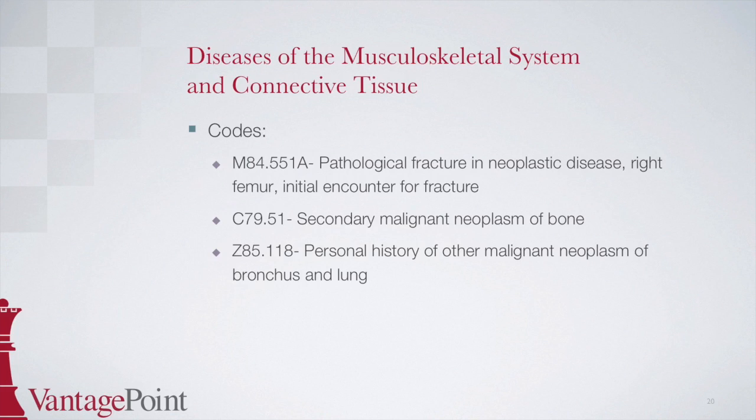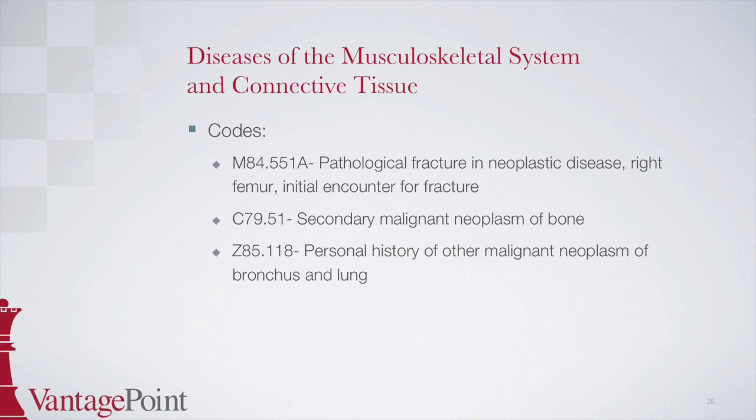Therefore, to locate this code, start at fracture, then pathological in the alphabetic index. Next, find the phrase due to, and then neoplastic disease. Indented underneath neoplastic disease are all the anatomic locations of the fractures, and we need femur, which points to M84.55 with a checkbox next to it indicating more digits are required.